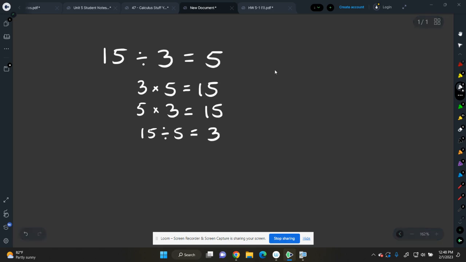Would you say that 15 is divisible by 3 evenly? Yes. How do I know it's divisible evenly? There's no remainder. Remainder equals 0. So that means that 15 is divisible by 3 evenly. Is 15 divisible by 5 evenly? Yes. Are 3 and 5 factors of 15? Yes. What does that mean, that they're factors of 15? They go into 15 evenly.